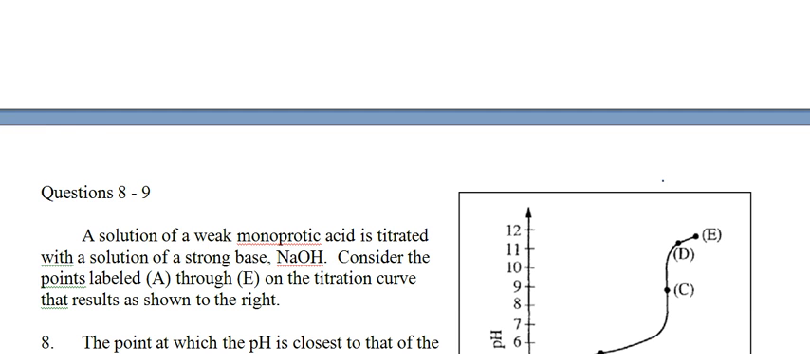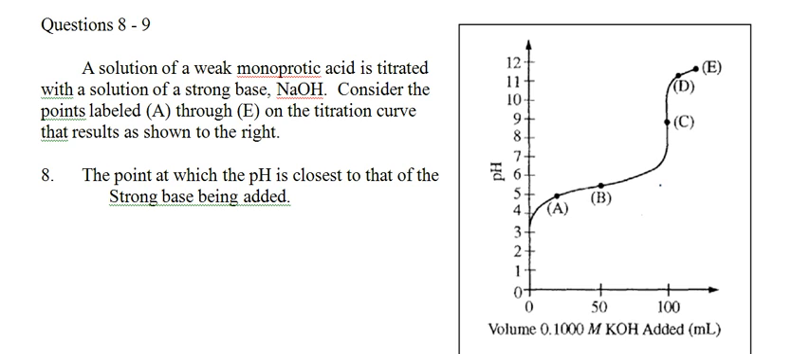Alright, number 8 and 9. It says a solution of a weak monoprotic acid is titrated with a solution of a strong base. Whenever we do titrations, we'll typically titrate a weak with a strong. We won't typically titrate a strong with a strong, but you could. For AP exams, I've seen it most often with a weak something with a strong something.